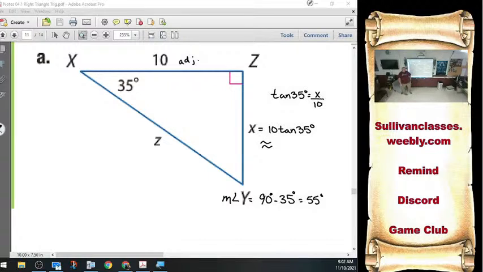Do not use that number to find z. Continue using the given information that you started with. So I started with 35, 10 is adjacent, and z is the hypotenuse. So I have cosine.